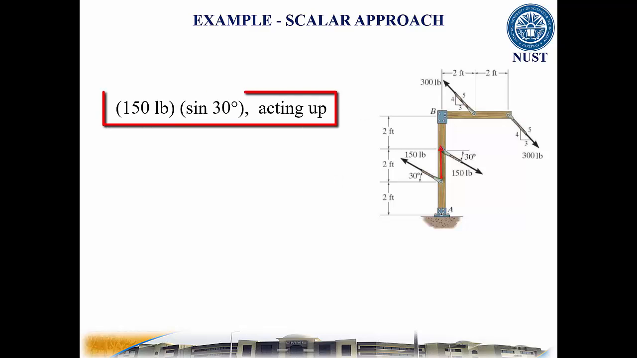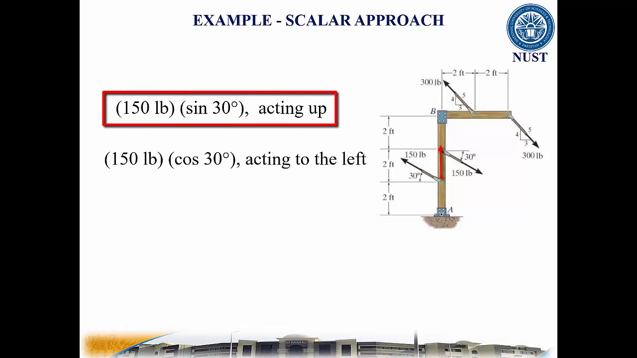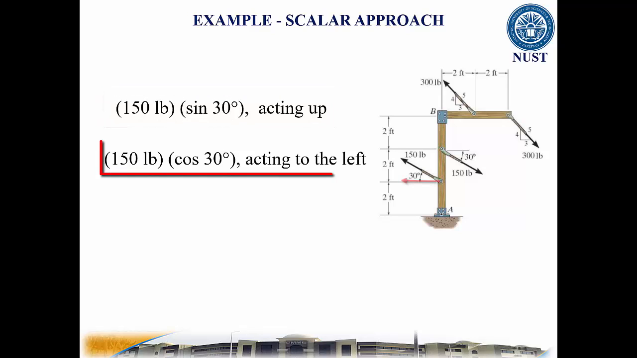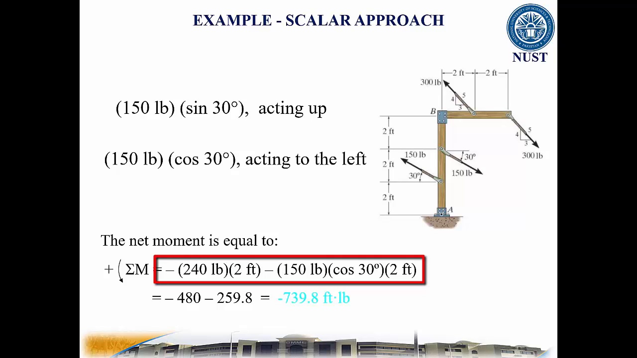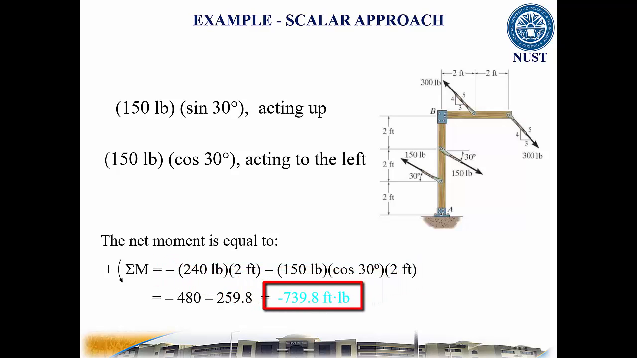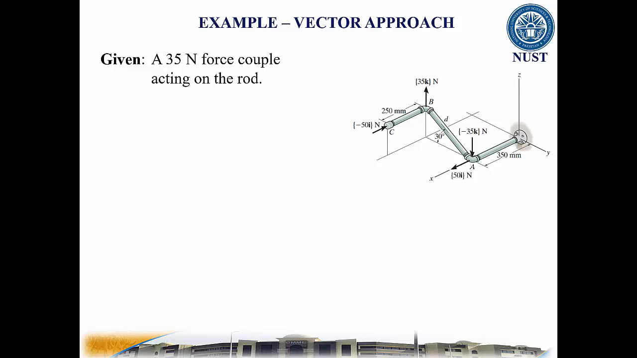Now resolve the lower 150-pound forces, which will result in one component acting upward and the other acting to the left. Do both of these components create a couple with components of the other 150-pound force? The answer is no. So the net moment is equal to minus 240 pounds times 2 feet minus 150 pounds times cos 30 times 2 feet. This results in a moment in the clockwise direction of minus 739.8 foot-pounds.